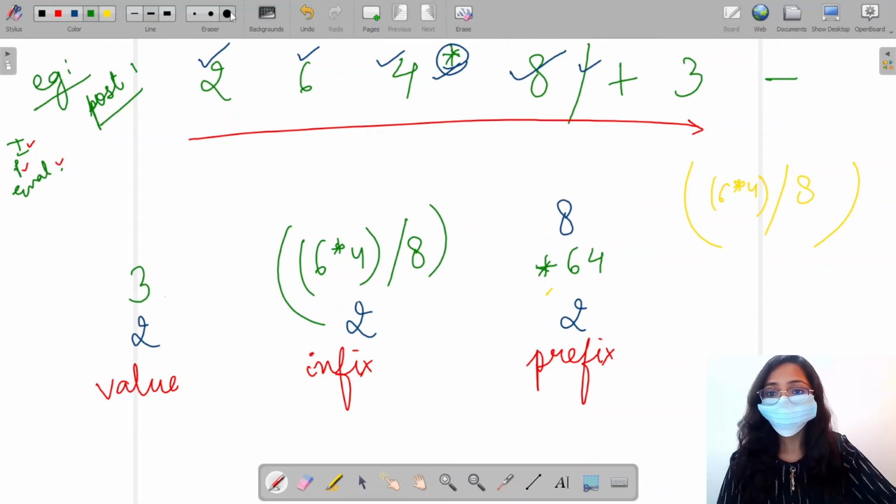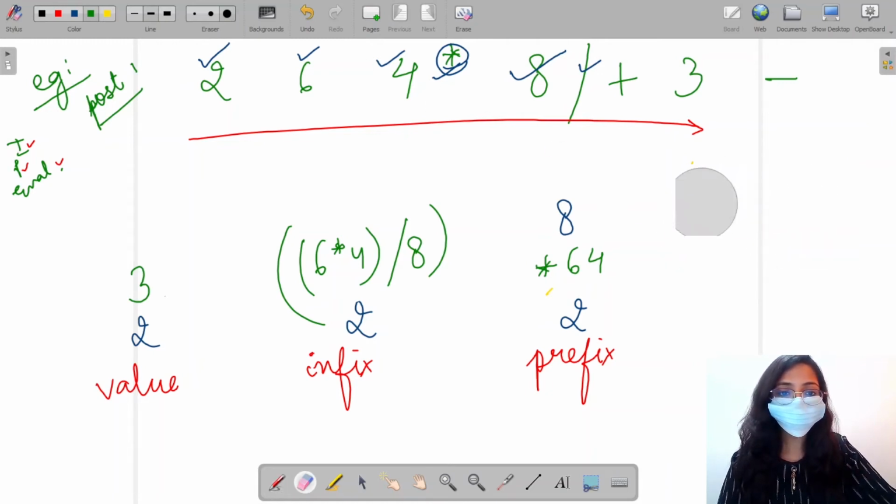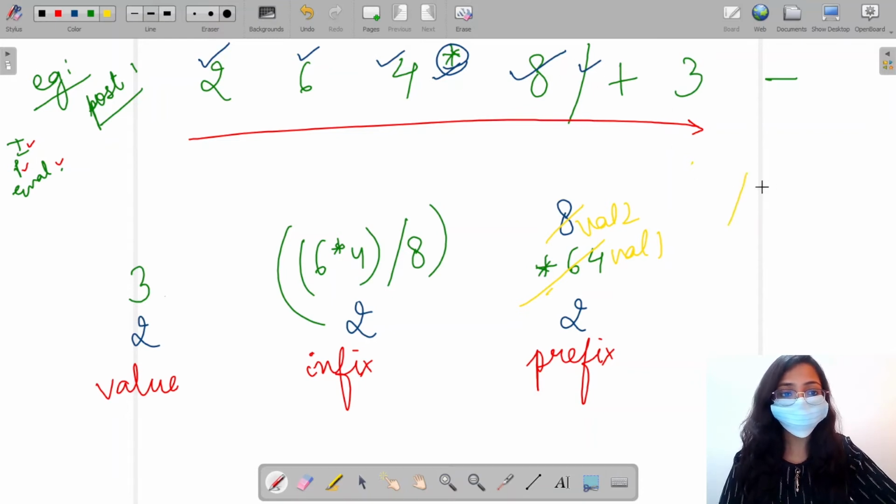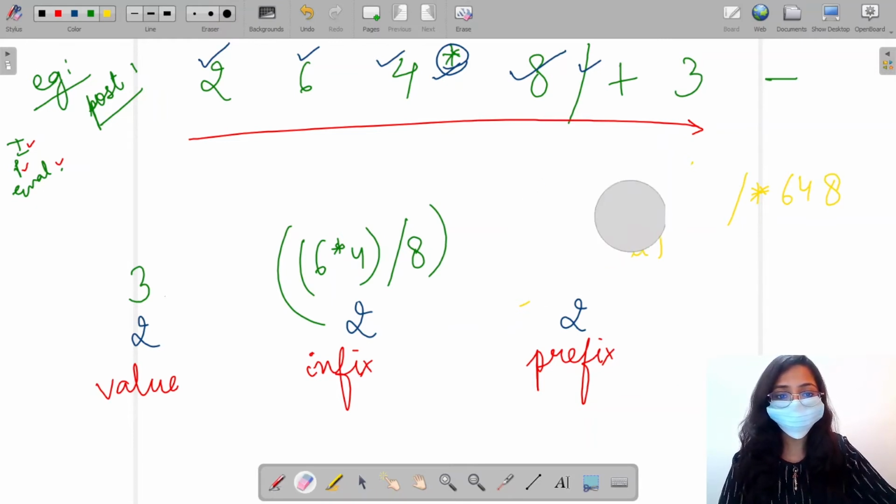Okay. Now, next we have prefix. So this is value 1, this will be value 2, right? So we want operator, value 1 and then value 2. So we are going to push it onto the stack. We'll have this value over here.